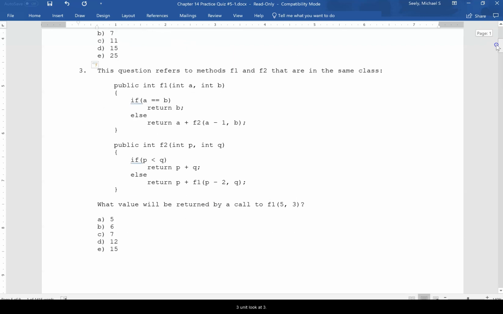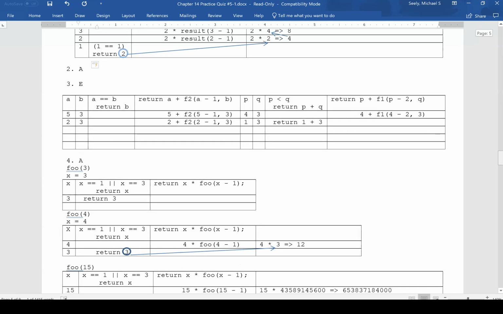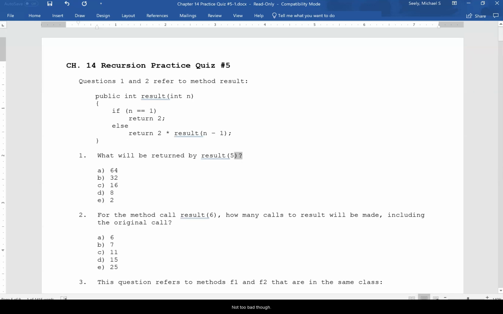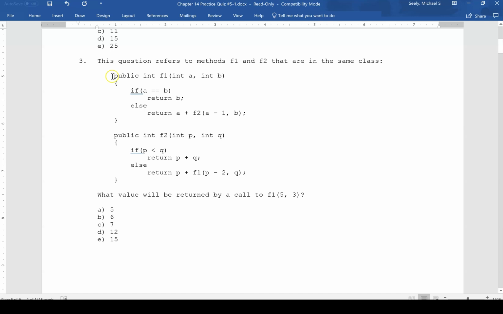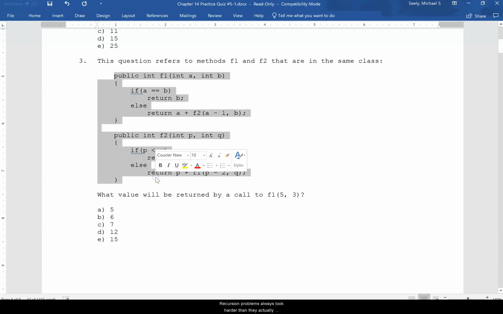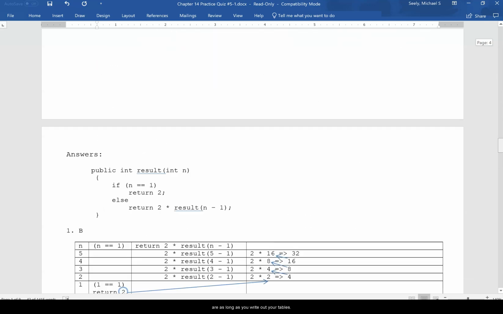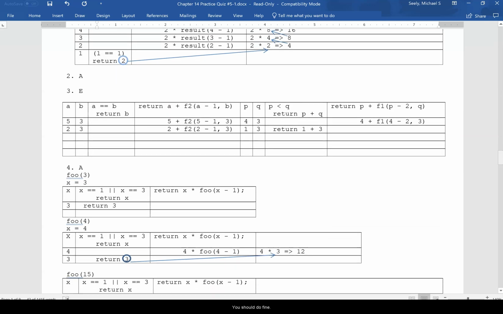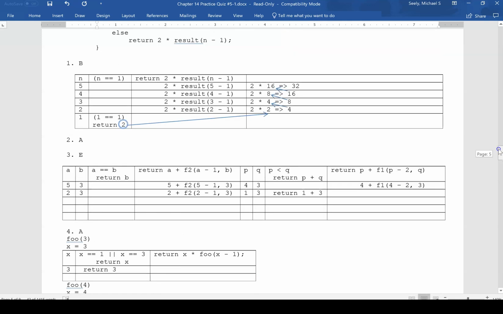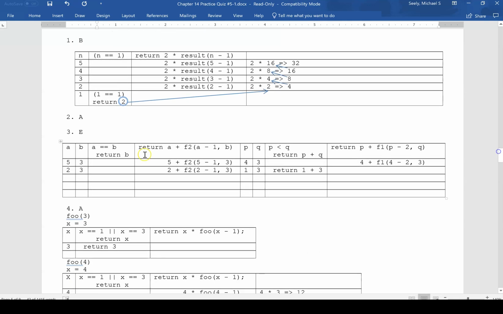3. Yeah, look at 3. Looks awful. It's not too bad though. Let's click and drag this stuff down. Recursion problems always look harder than they actually are. As long as you write out your tables, you should do fine. So let's do this for 3.